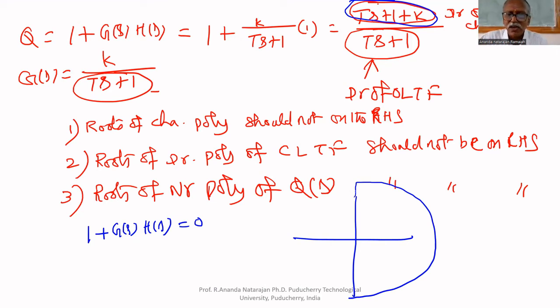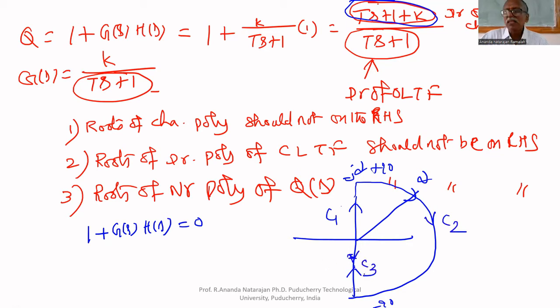For example, I am taking the contour like this, up to j infinity. This contour has radius infinity and varies from plus 90 to minus 90 degrees. Then we take this part. This segment is called C1. We are doing mapping for C1, then mapping for C2, then mapping for C3.